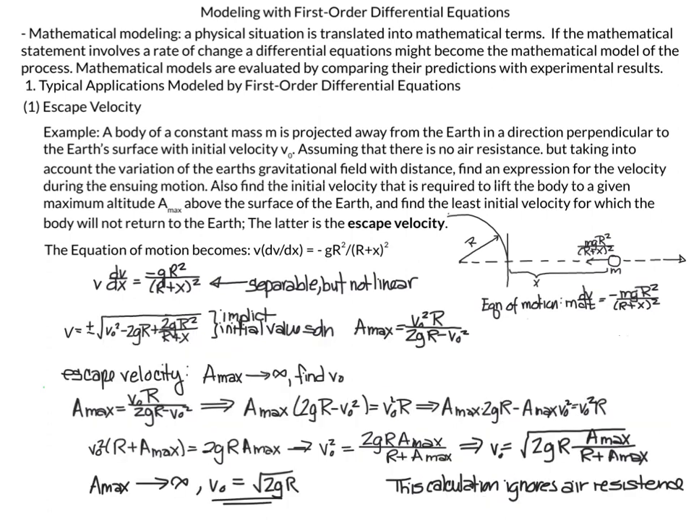And last, the escape velocity. We get that by letting A max approach infinity. What will it approach? It'll approach 1, because the r becomes less and less significant. So then we get v naught is equal to the square root of 2gr. And again, just to remind you, this calculation ignores air resistance.